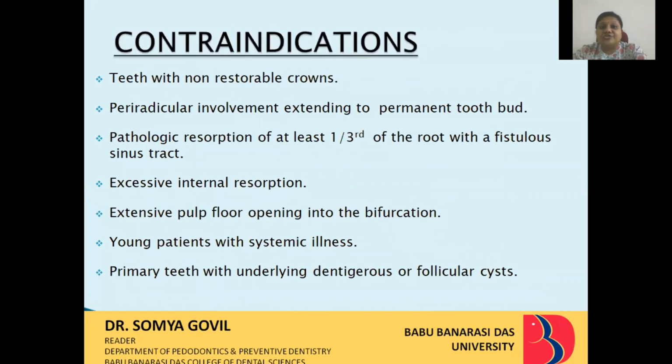Coming on to the contraindications. Teeth with non-restorable crowns, periradicular involvement extending to the permanent tooth bud, pathologic resorption of at least 1/3 of the root with a fistulous sinus tract, excessive internal resorption, extensive pulp floor opening into the bifurcation, young patients with systemic illness, primary teeth with underlying dentigerous cyst or follicular cyst.